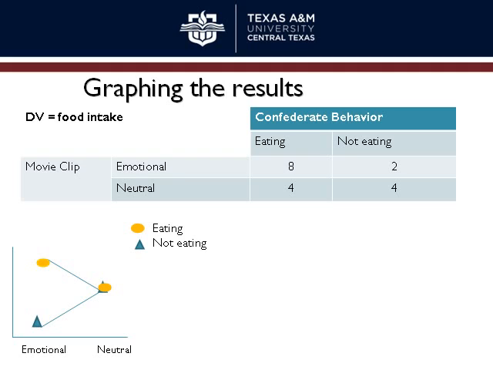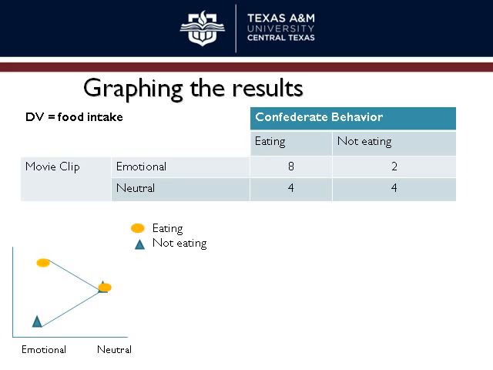the x-axis we have movie clip, either emotional or neutral, and then we've got these lines that have symbols on them, and there's a key for the symbols at the top where, okay, the yellow ovals means for Confederate behavior, Confederate was eating, and then the blue triangles, Confederate was not eating. So you can look at this graph pretty quickly and say, okay, I see when they're showing an emotional clip, there's this big difference. When they're showing a neutral clip, no difference at all, right?